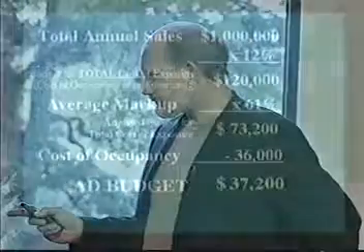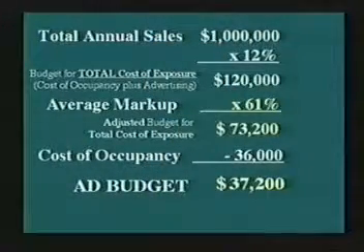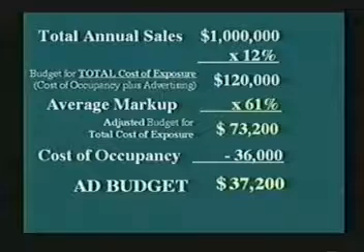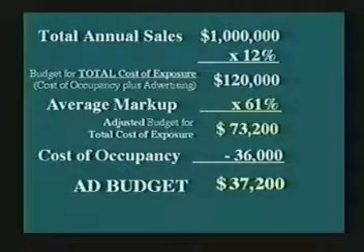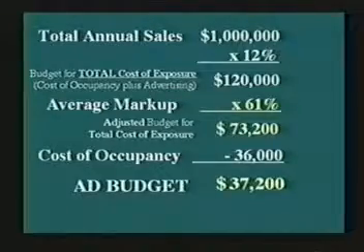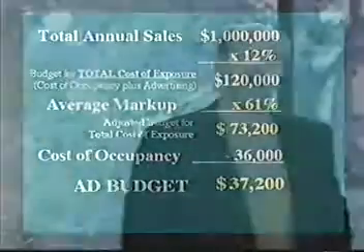Now, if 61% is the markup, look how that changes the adjusted budget for total cost of exposure. We now have $73,200, from which we deduct $36,000. We're at $37,200. And that's the 12% budget. Wait a minute. We had $74,400 a minute ago. Same $1 million business. Same $36,000 a year rent. Wait a minute. We had twice as much money when we had a 92% markup. Now with only a 61% markup, we have half as much to spend in advertising.